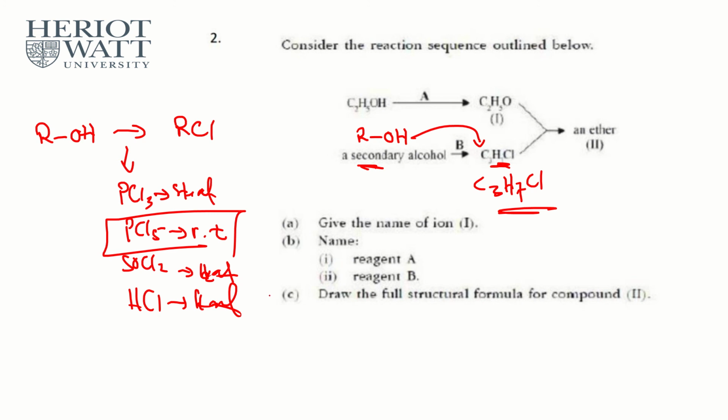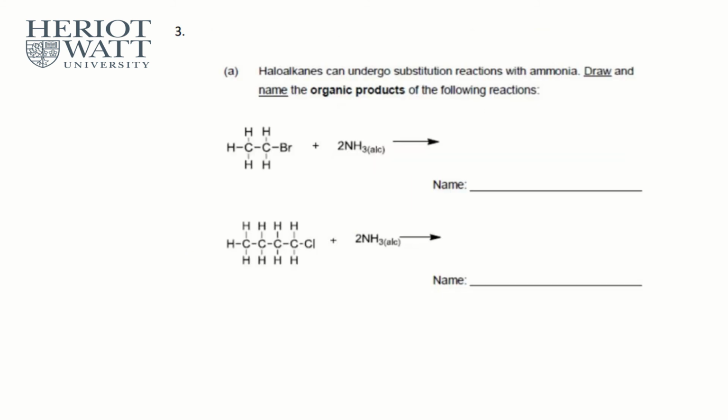Okay, and draw the full structural formula for compound 2, which is the ether. We don't need to know this, so we can ignore this for the moment. And let's look at question 3. Now, question 3, the good thing is they give you the equations, you just need to draw the structure out and then name it.